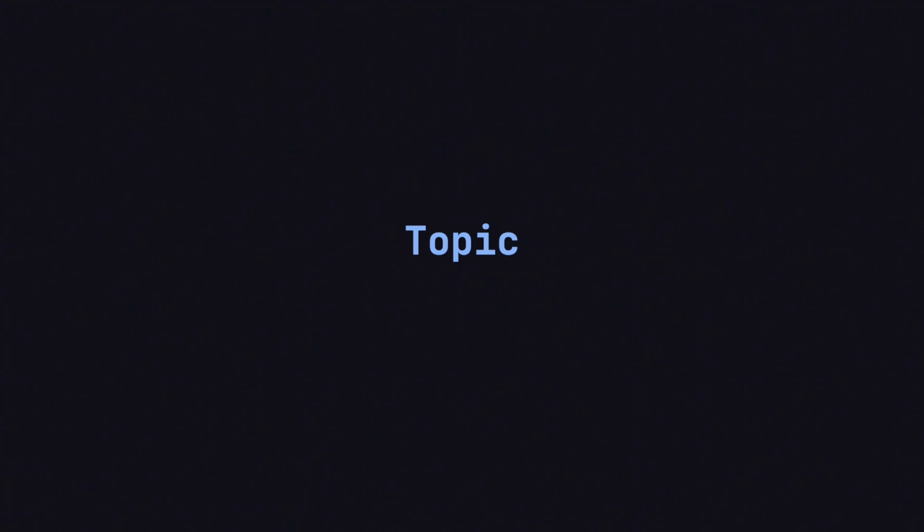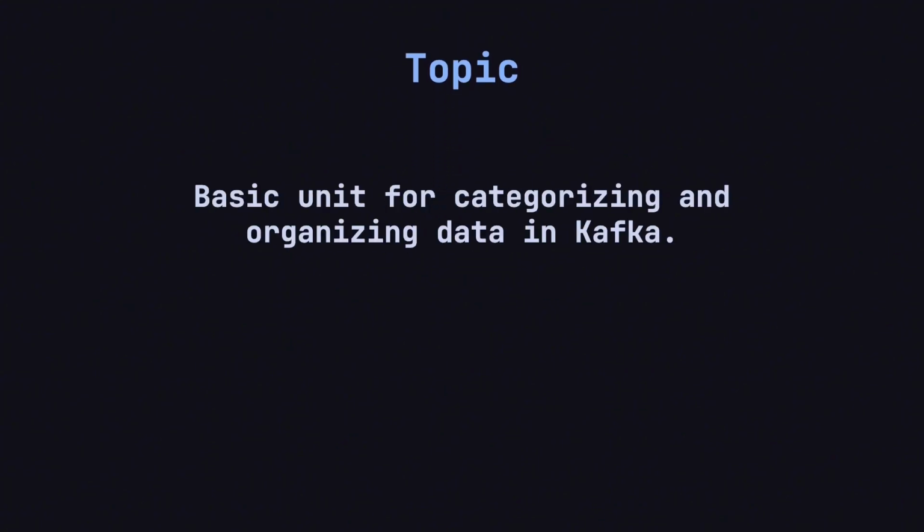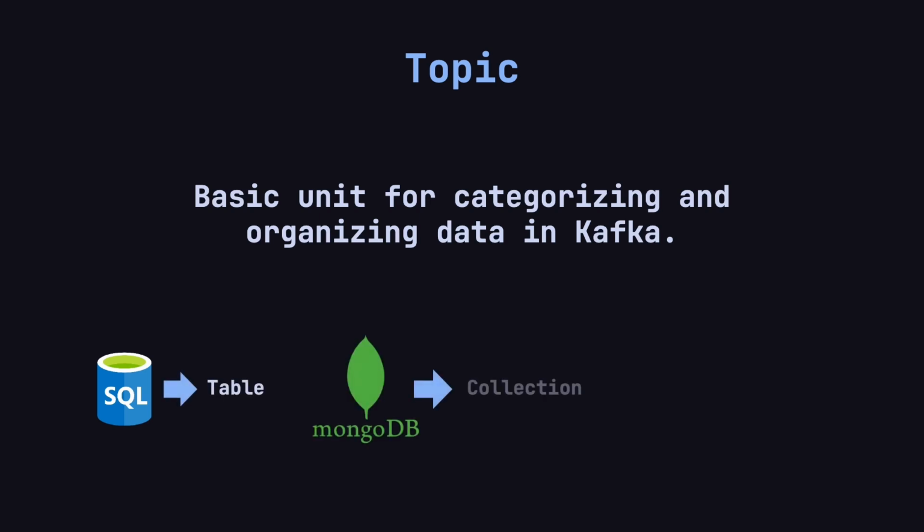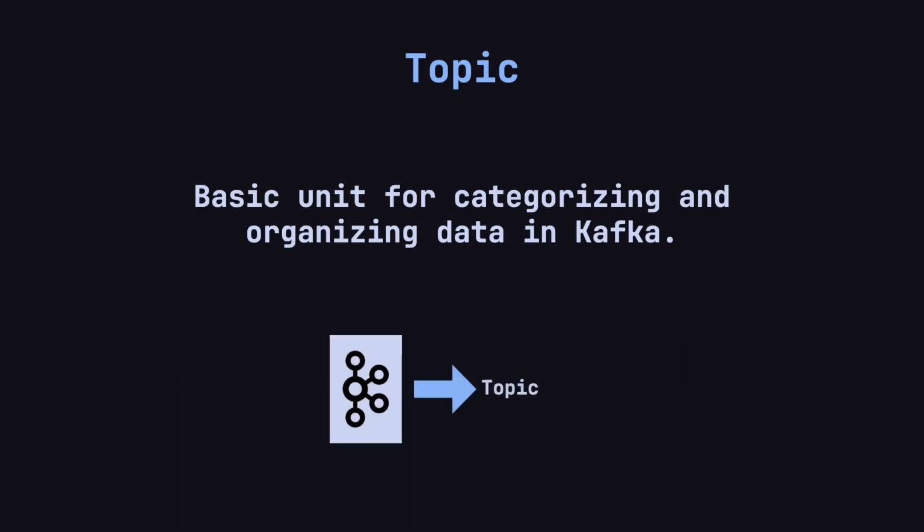Let's start with topics. A topic in Kafka is the basic unit for organizing data. It's similar to how tables are used in traditional relational databases, collections in MongoDB, or indexes in Elasticsearch. In Kafka, a topic is how we categorize and organize data. A Kafka cluster can have many topics.